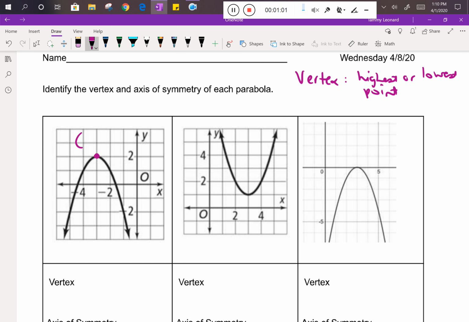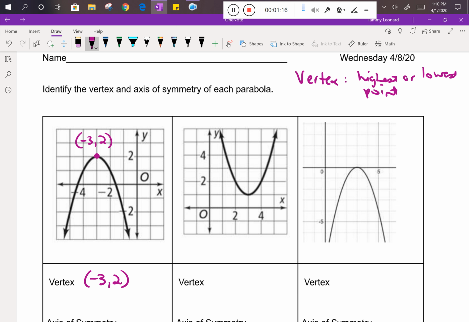And if we read from the graph, we can see it has an x-coordinate of -3 and a y-coordinate of +2. So the coordinates for the vertex of this parabola are -3, 2.